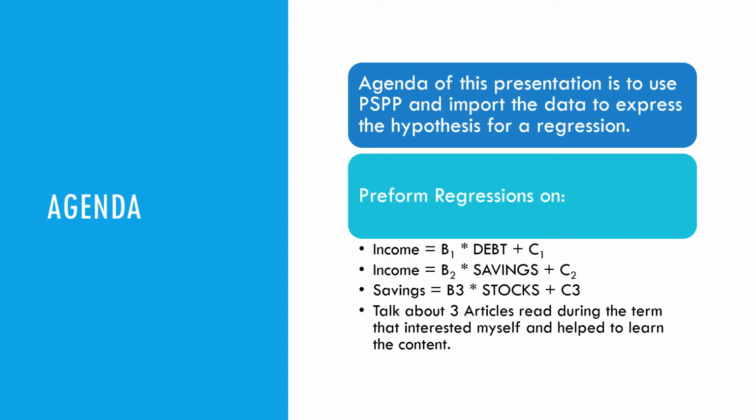To begin this presentation, we will look at the agenda. The agenda is to use the PSPP tool and import the data to express the hypothesis for a regression. We will perform regressions on three different data sets. The first one being income equals B1 times debt plus C1. The next one is income equals B2 savings plus C2. And the last is savings equals B3 stocks plus C3.